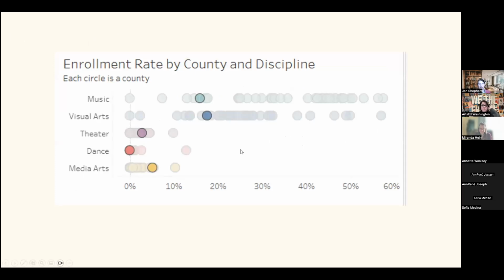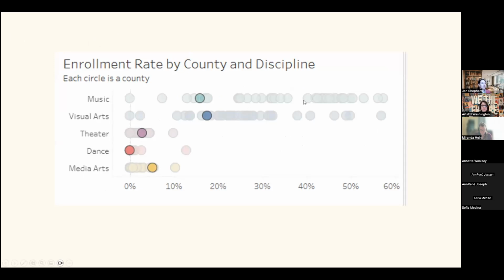So if I've chosen a county on the dashboard, I can see what its rate is for all 5 of these. So you might notice for this particular county that the theater enrollment rate is on the low side in terms of raw numbers, right? It's only something like 5%, but in terms of its performance relative to the other counties, it's actually looking pretty good. So it's all about relativeness here in this particular metric of enrollment rate by discipline.